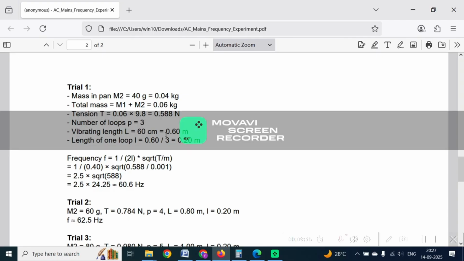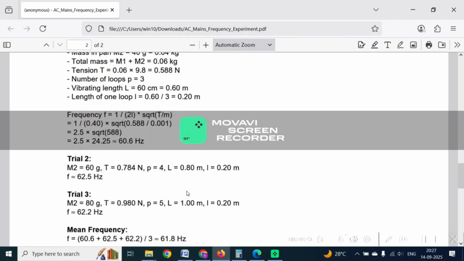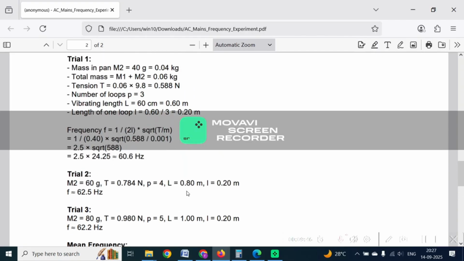And when you measure each of them one by one, the length of one loop is 0.60 by 3, 0.20 meter. How did I calculate this length of one loop? The formula to calculate one loop length is L upon P. L is the vibrating length, which is 0.60 m, divided by the number of loops, which is 3. So how can you calculate the frequency? The frequency formula is F equal to 1 upon 2L into square root of tension upon M.